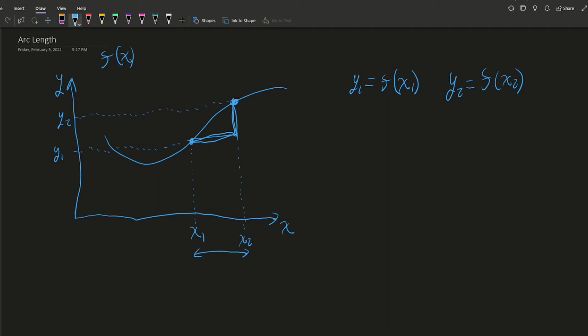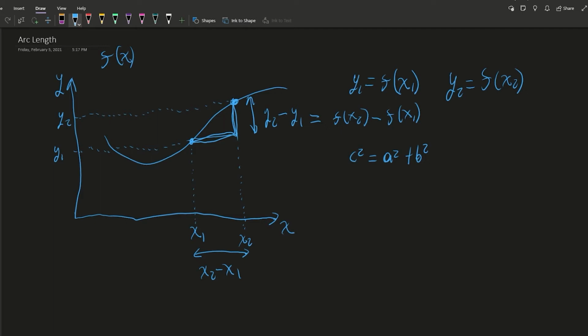That distance really is just x2 minus x1, right? It's the difference of x2 minus x1. The same thing here. This distance would really be y2 minus y1. But we know that's f of x2 minus f of x1. There we go. So now we have both of those distances, and we know the Pythagorean theorem is something like c squared equals a squared plus b squared. In this case, it doesn't matter which one is which.